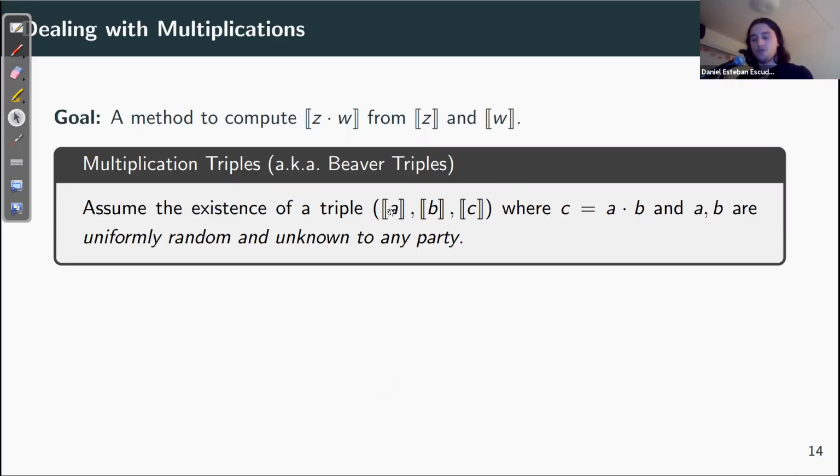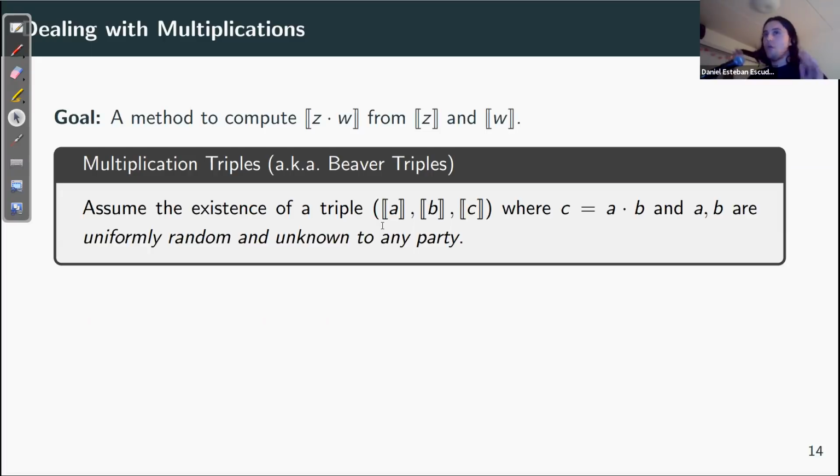They have shares of A, so two values that add up to A, but they are random individually. Two values that add up to B and two values that add up to C, with the condition that C is the product of the first two. So they are correlated. They are not just random numbers. C has to be the product of the first two. And the first two are actually random and unknown to any party. So nobody knows what they have inside. They just know they're random.